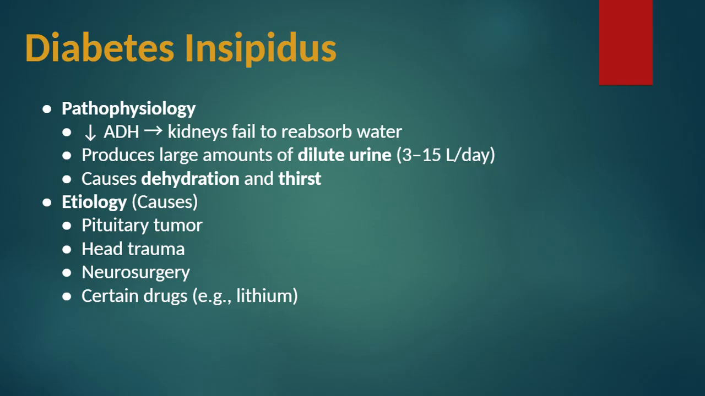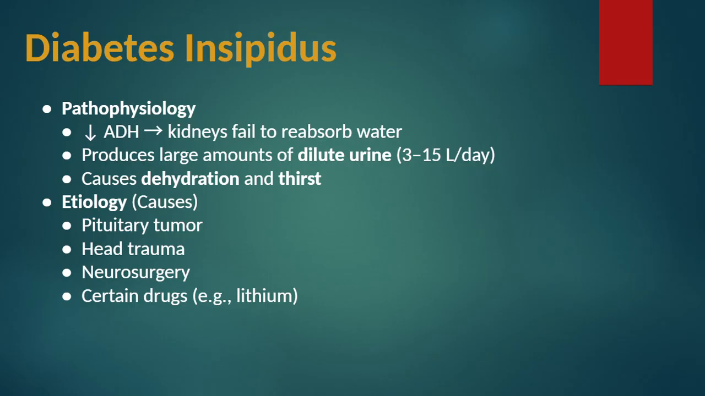In DI, there's an insufficient amount of ADH, or the kidneys are unable to respond to it properly. This means water isn't reabsorbed and instead passes straight through the kidneys into the urine. As a result, the person diureses or urinates excessively, sometimes 3 to 15 liters of very dilute urine per day. This leads to dehydration and increased thirst as the body tries to compensate for the fluid loss.